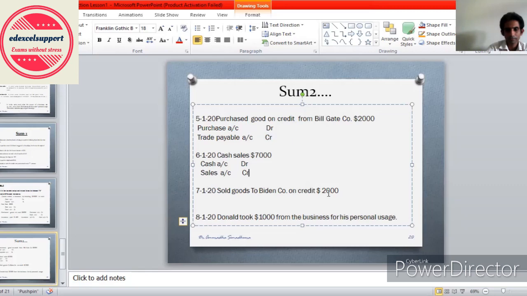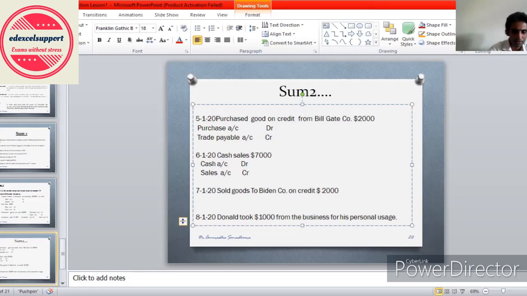Next one, sold goods to Biden and company on credit. So it's a credit sale actually. So the trade receivable account. Now in this case I want to tell you this: in the fifth, purchase goods on credit from Bill Gates company, you can use the term Bill Gates company account instead of trade payable, okay, if the name is given. Now in this case also we can write Biden and company instead of trade receivable.